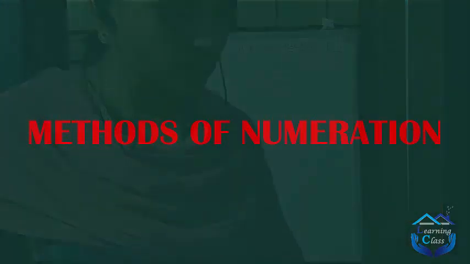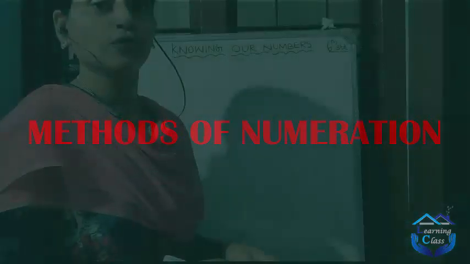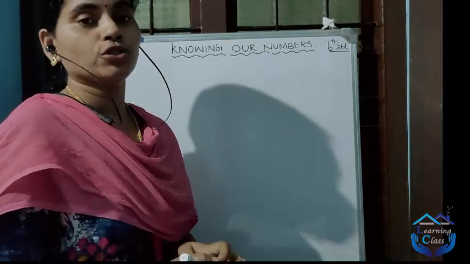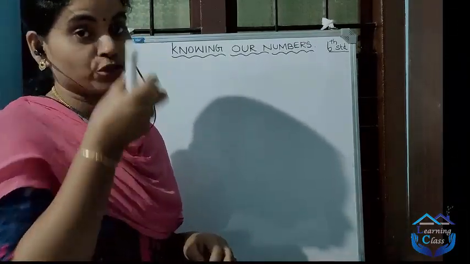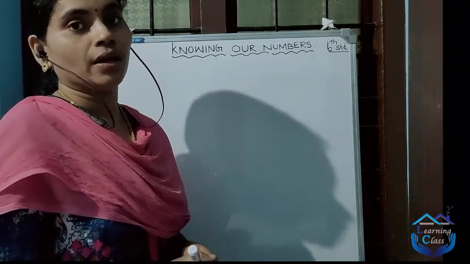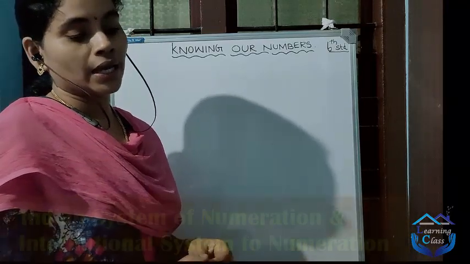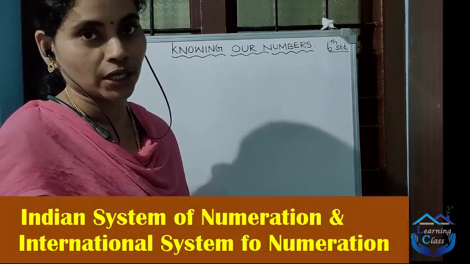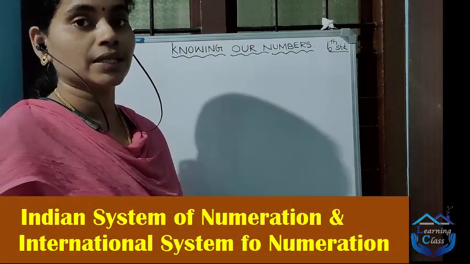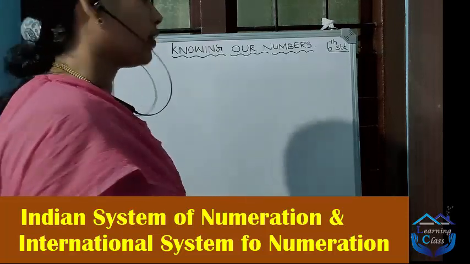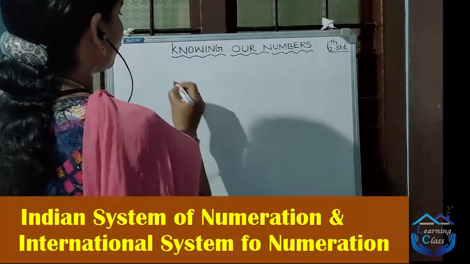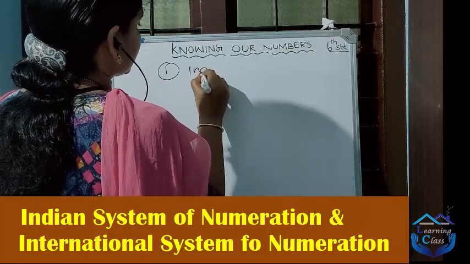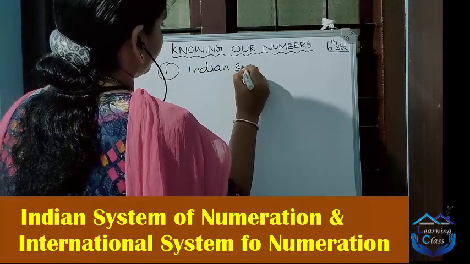Next we are going to start methods of numeration. Our next topic is methods of numeration. We have two methods of numeration. What are they? First one is the Indian system of numeration and second one is the international system of numeration. Indian system of numeration.